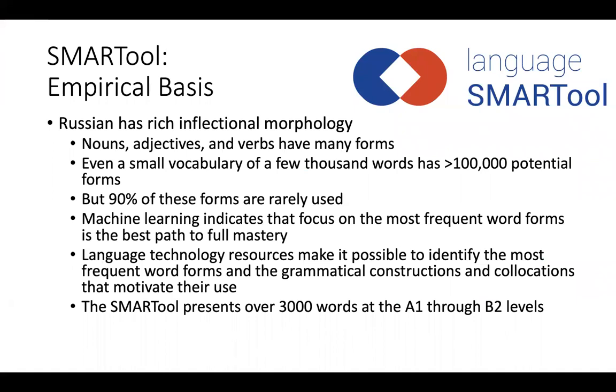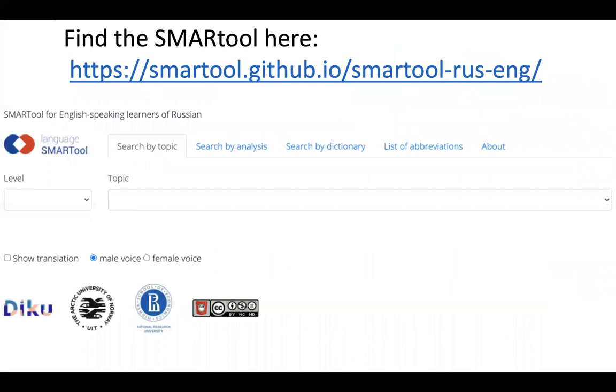And current language technology resources make it possible to identify the most frequent word forms and the grammatical constructions and collocations that they are associated with. The SMART tool presents all of this information for over 3,000 word forms at the A1 through B2 levels. You can find the SMART tool here. It is a completely free resource, and you do not need any password or login.